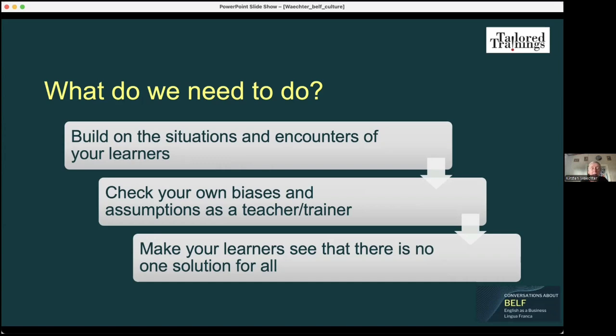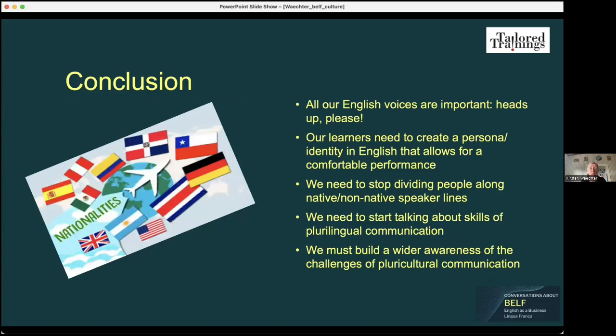And most importantly, make your learners see that there is no one solution for all, that they really have to use language in a more creative way. And it doesn't really matter if it's grammar perfect, as long as it's appropriate to the context. So that's basically it. And these are the conclusions with which I would like to open the discussion. So all our English voices are important. So we also have to build on this kind of confidence.